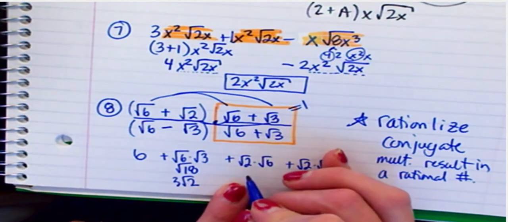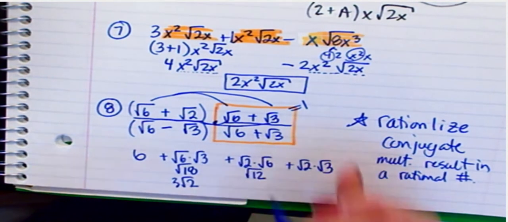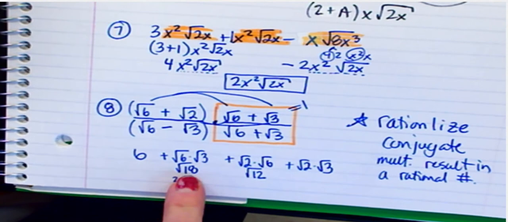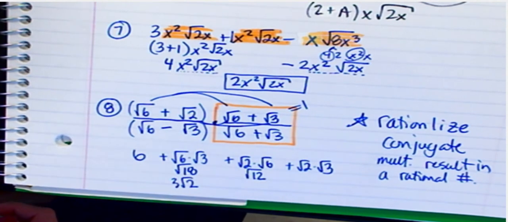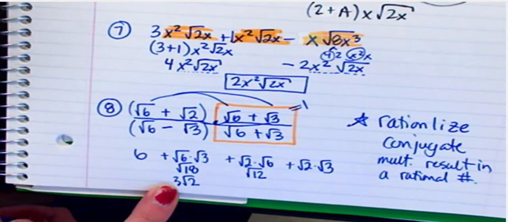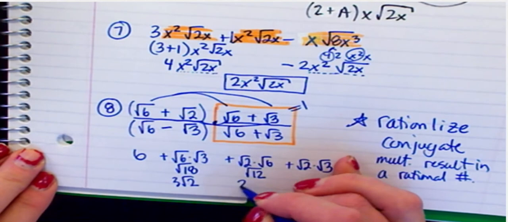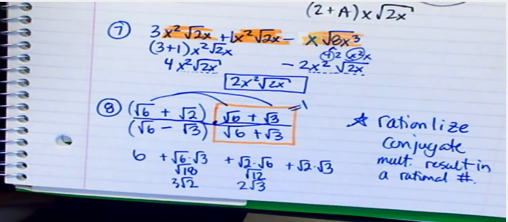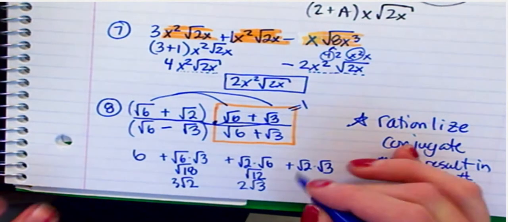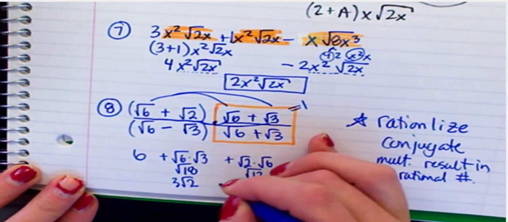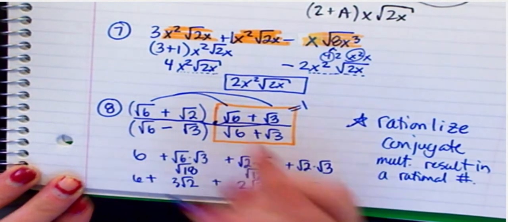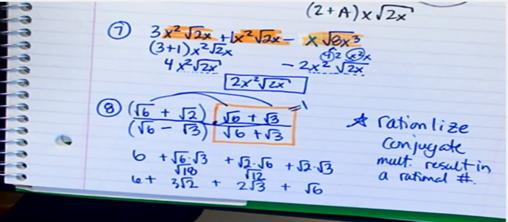Okay, root 2 times root 6 is root 12. Would I probably skip straight to root 18? Yeah. I might even skip straight to 3 root 2 if I had some scratch paper. So yes, 2 root 3. Okay, root 6. All right, there's your numerator. Can you add any of those things? No, they are not like terms.